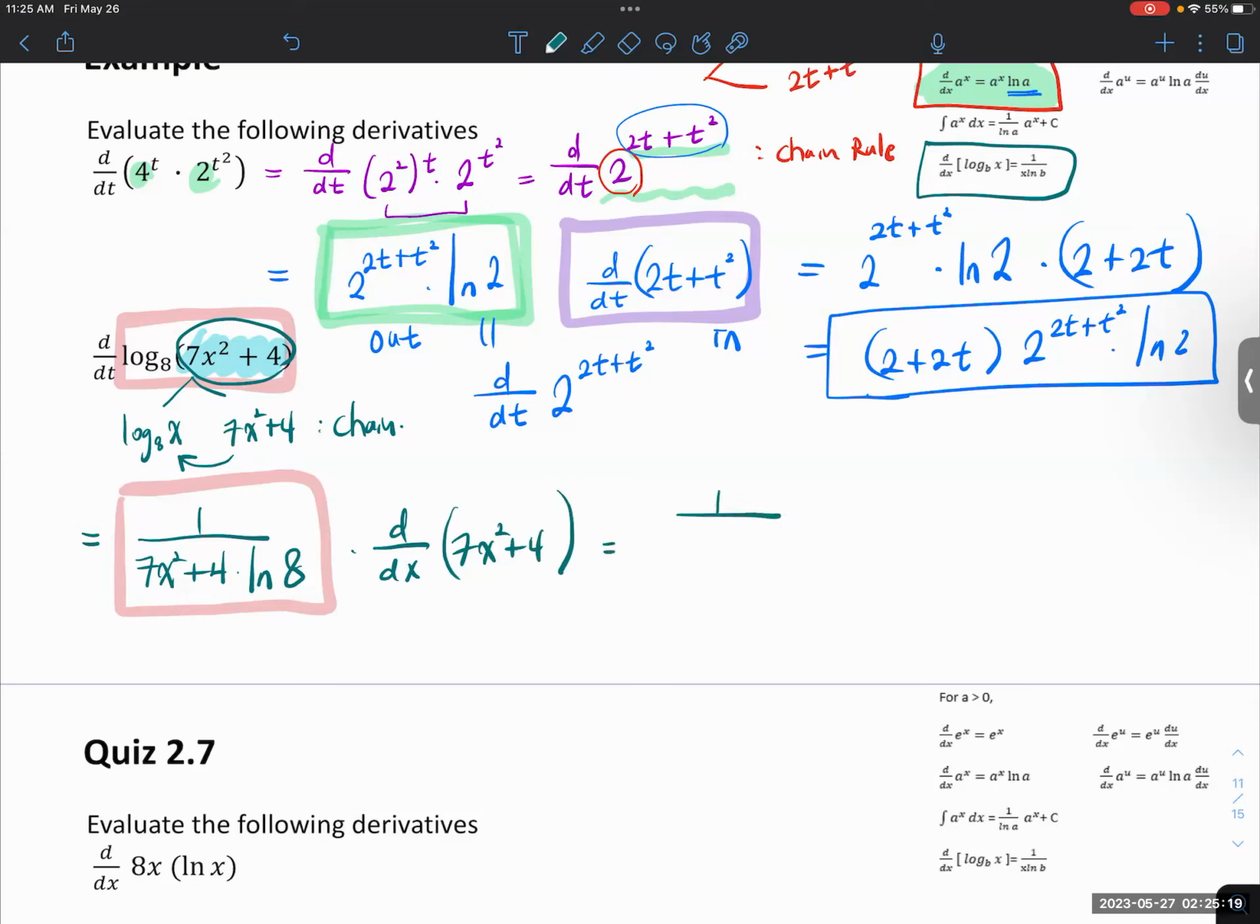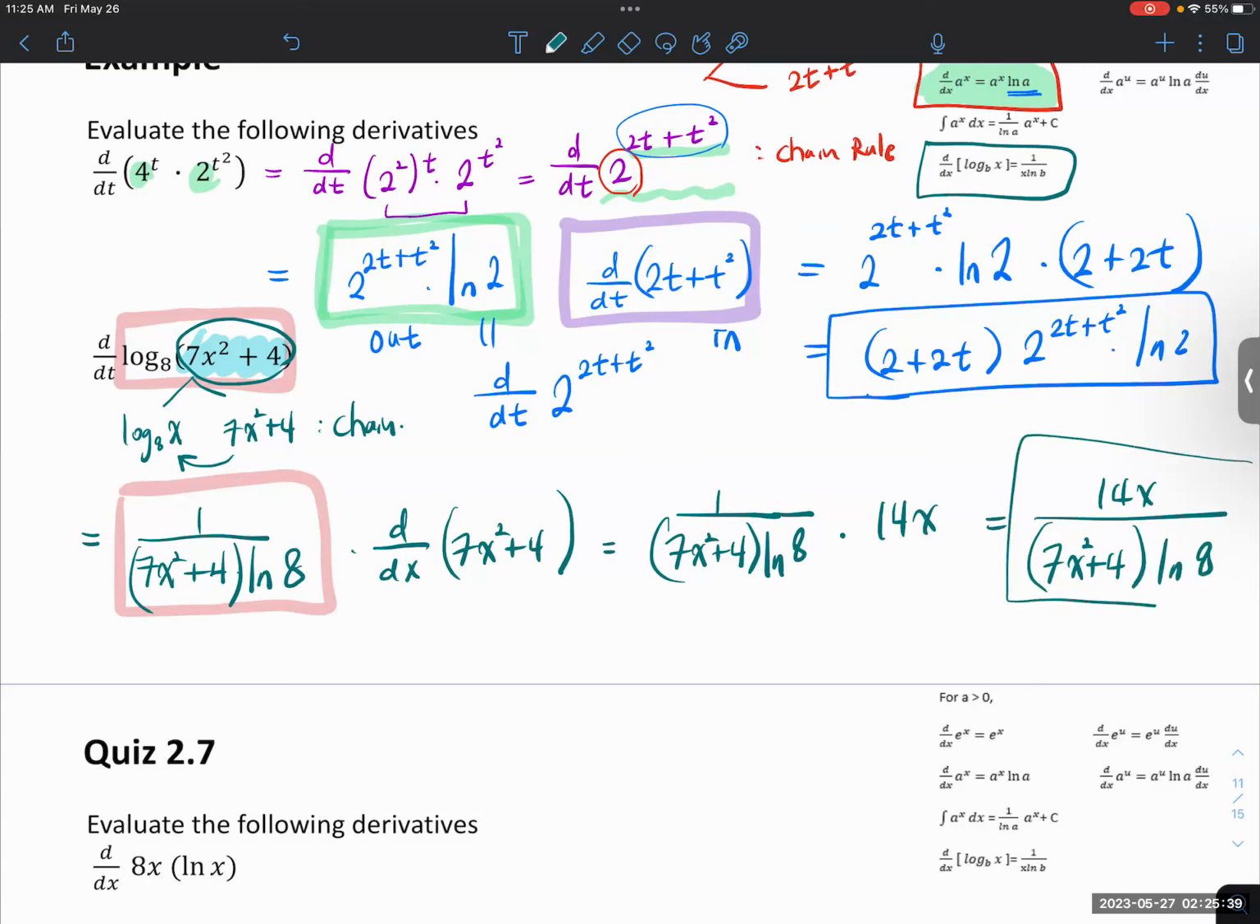So 1 over 7x squared plus 4. I'm going to just make a parenthesis so we're not confused, ln 8. And then this is 14x. That's it. So finally, 14x over (7x squared plus 4) ln 8. So that's your final answer. So that is outside and inside. Chain rule.